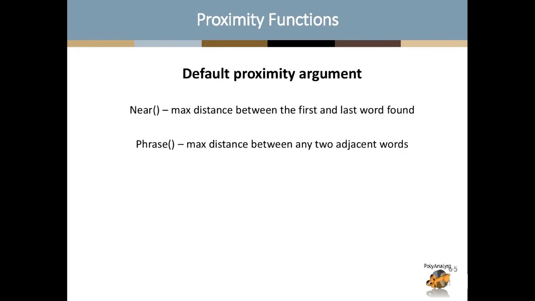That's an important distinction to recall. The default proximity arguments are going to be different between near and phrase. Depending on which of these functions you're going to be using, you need to recall the type of proximity argument they take by default.